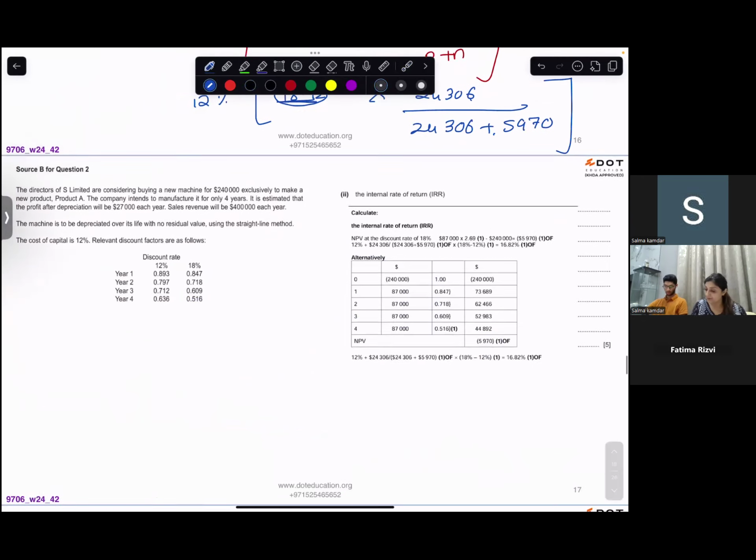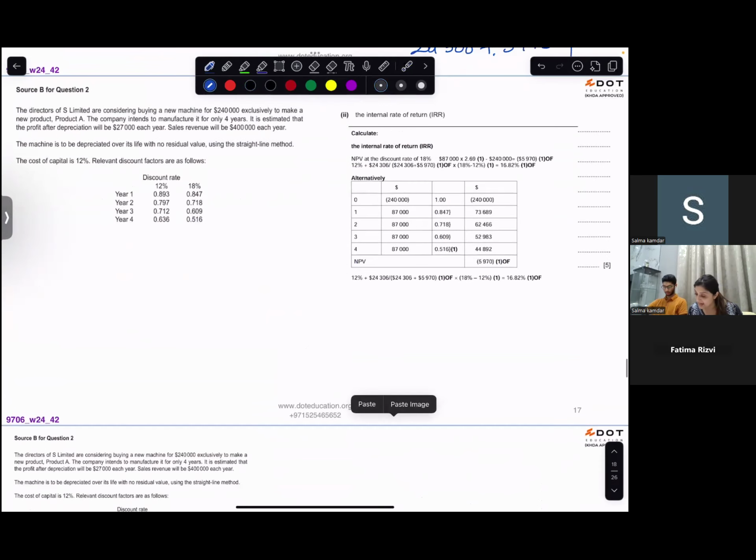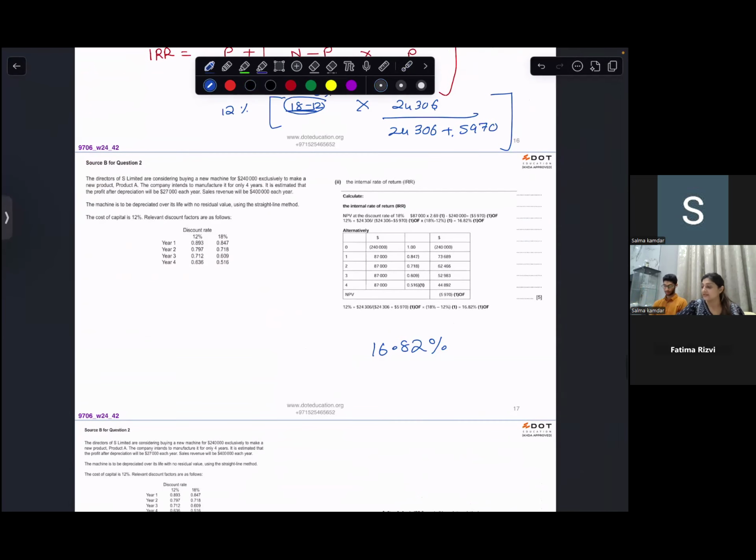So when I put all this, I am going to get an IRR which is equal to 16.82%. When I put this on the calculator, if you're just watching the video, pause the video, put it on the calculator and check.